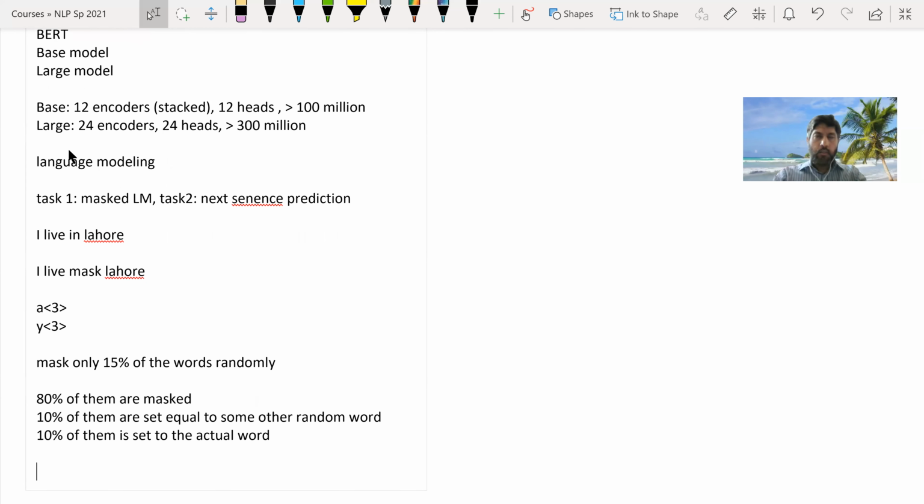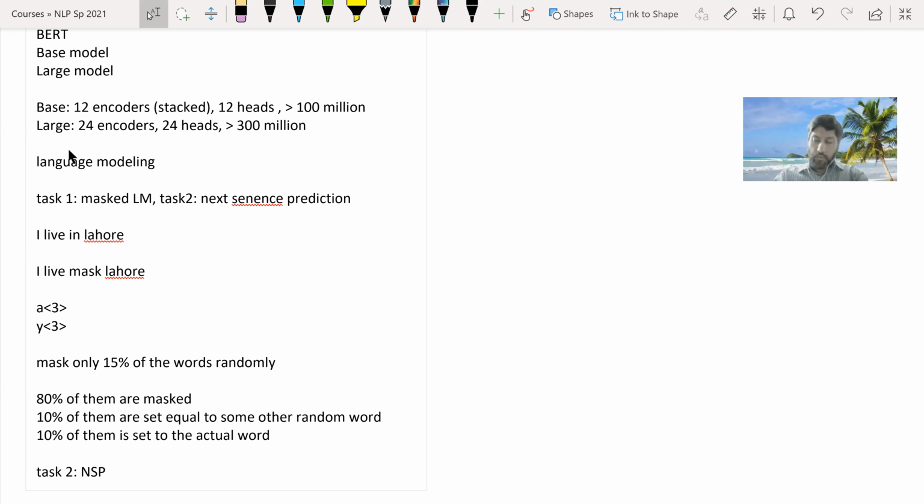Okay? So given this, you train the network. Of course, this is one of the tasks. So let me mention the other task. The other task, task 2, was next sentence prediction.